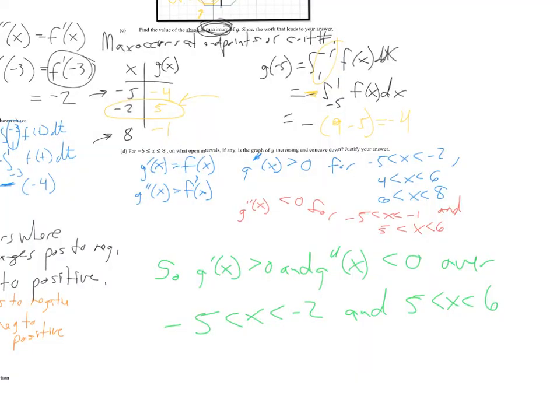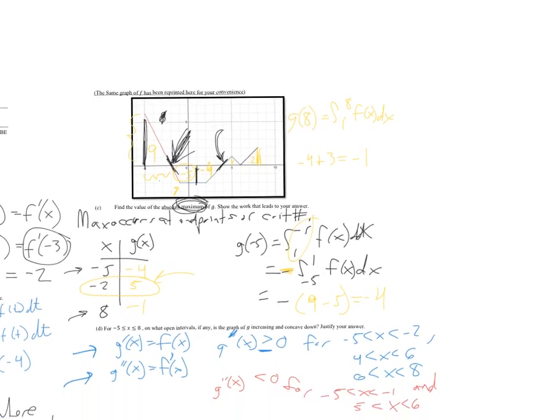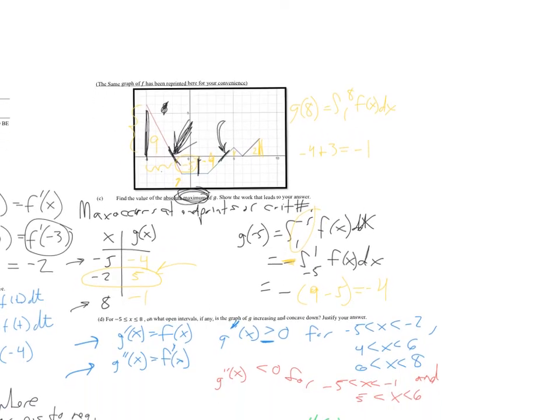For part D, open intervals where g is increasing and concave down. So what I've written here in blue is me indicating to the grader what I know. I know that g prime of x is f of x and g double prime is f prime of x. I want to find where this is increasing. So that would mean that g prime of x would need to be greater than 0. In other words, f of x would be greater than 0. Well, where is f of x greater than 0? Any place the graph is above the x-axis. So that's from -5 to 2, from 4 to 6, and from 6 to 8.